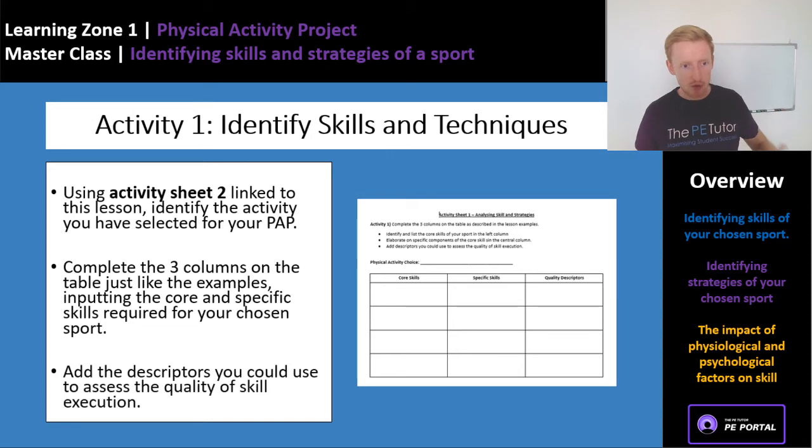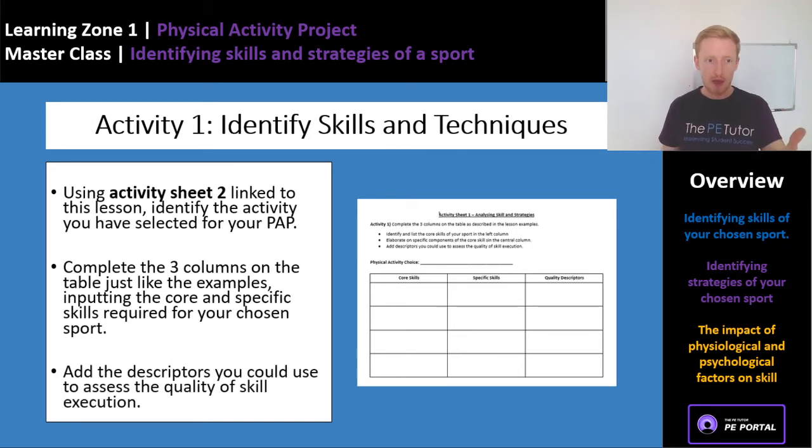But unpack those core ones, that middle point there. Input those specific skills. Ask yourself, are all of the core skills, whenever I perform them, are they the exact same every time? Probably not. So how do they differ? And then in the end column, the quality descriptor. Use that language that you can use to describe differences in different levels of performance.